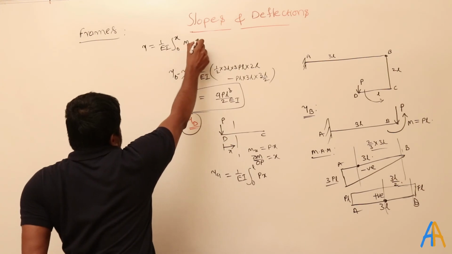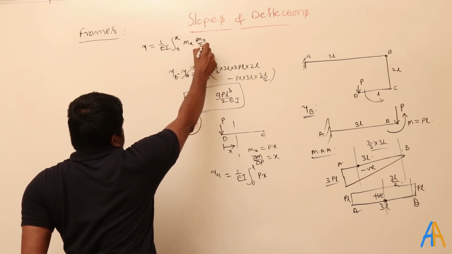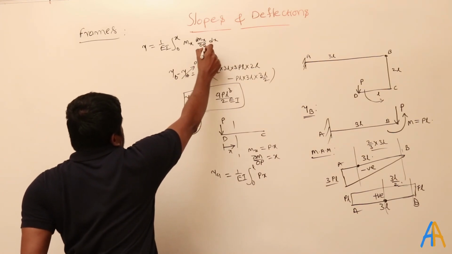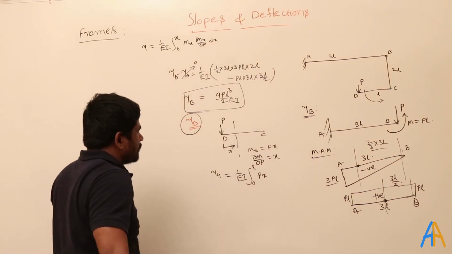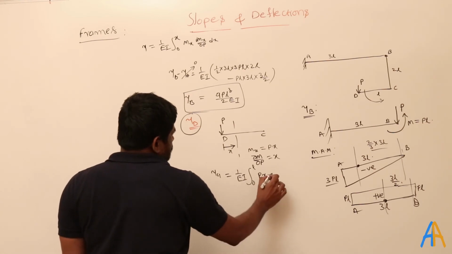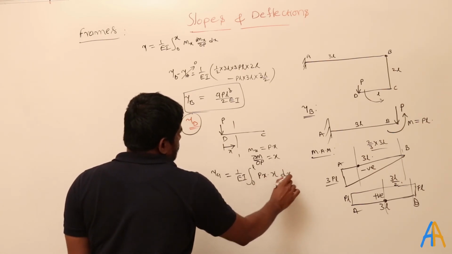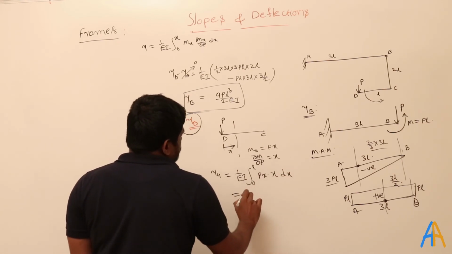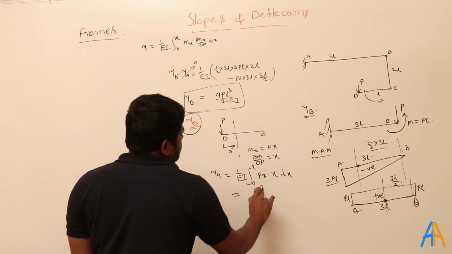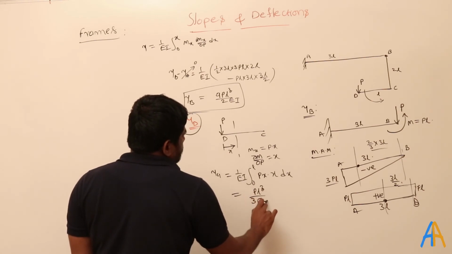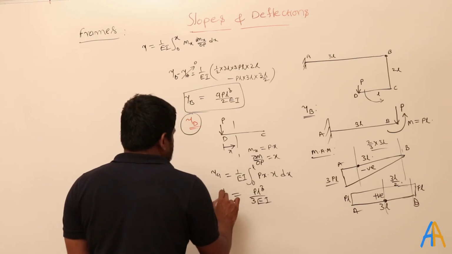∂M/∂P into M_x into dx. Wherever we are finding out, here if I substitute this value into dx, then it will become x cube. So PL cube divided by 3EI. This is the value here, yc1.